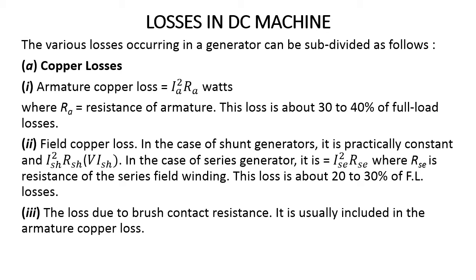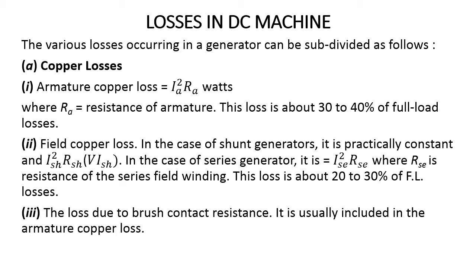Losses in a DC machine. The various losses occurring in a generator can be subdivided as follows. Copper losses consist of armature copper loss, which is equal to Ia square Ra watts. Copper losses are also known as I square R losses, where Ra is the resistance of the armature. The second one is field copper loss. In the case of shunt generators it is practically constant, that is Ish square into Rsh, or V into Ish.